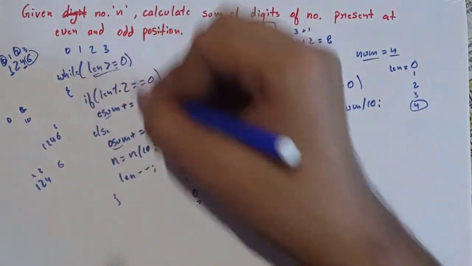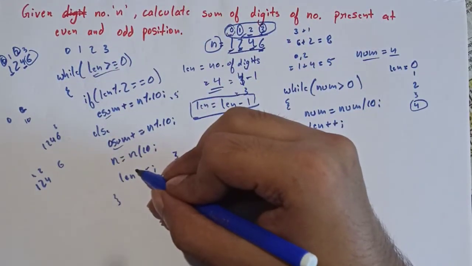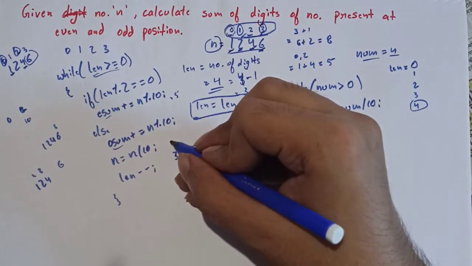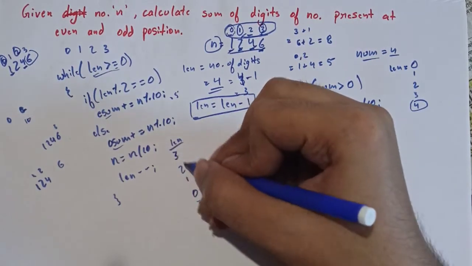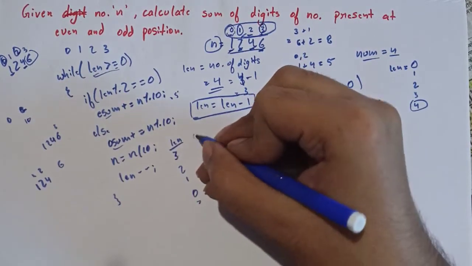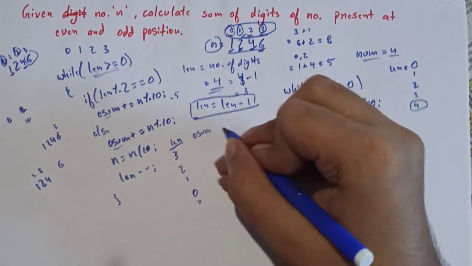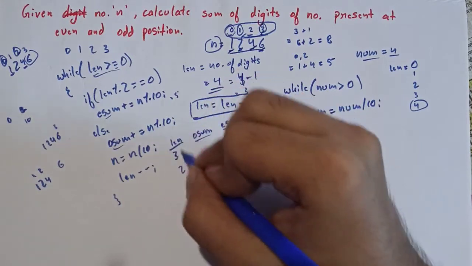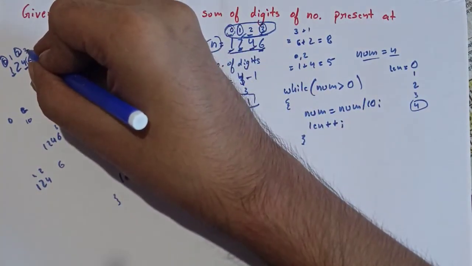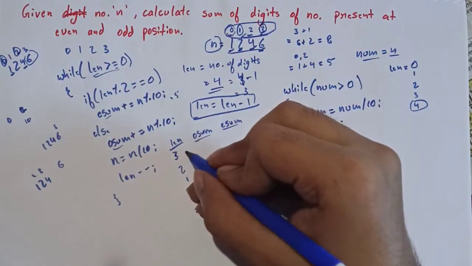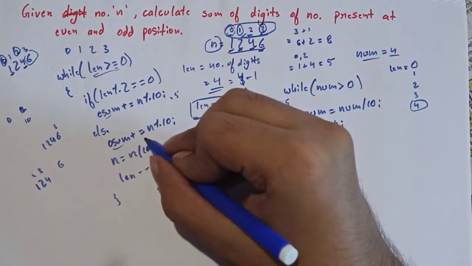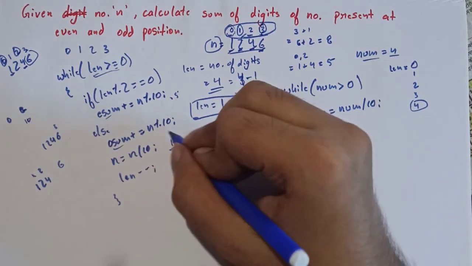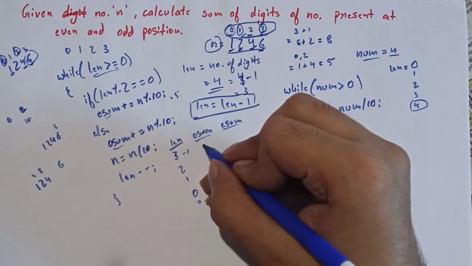Now we have calculated. Let us dry run this program. So let us take our len positions. These are 3 2 1 0, and calculate our odd position sum and even position sum. In the first condition, the first position that we obtain is 3, which is odd. So it will go for odd sum. Odd sum is equal to n modulo 10, which is 6. So it will store 6.